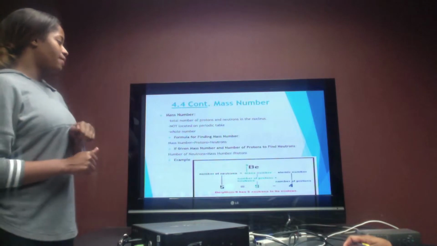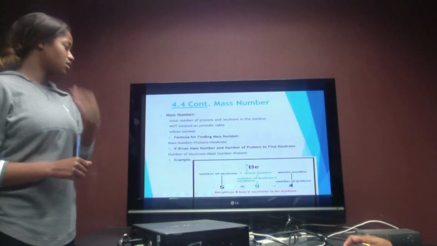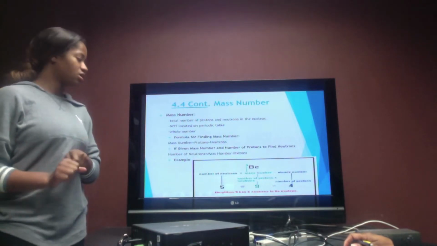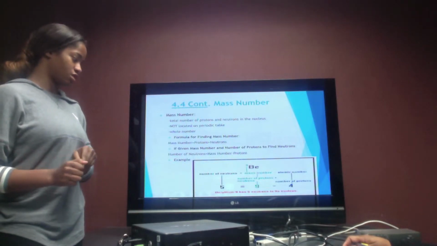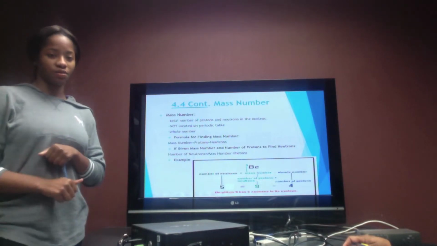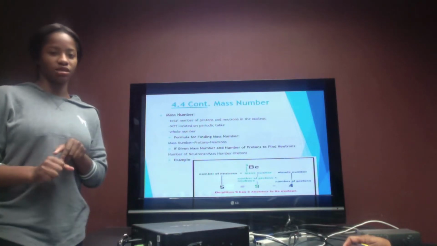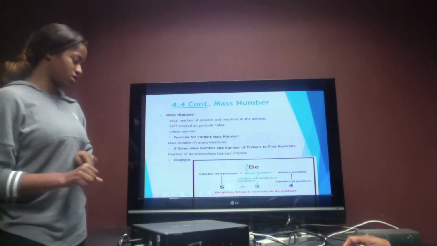The mass number is the total of protons and neutrons in the nucleus. It is not located on the periodic table, and it is also a whole number. To find the mass number, you add the number of protons to the number of neutrons. If you are given only the mass number and the number of protons, you can subtract the protons from the mass number to get the number of neutrons.